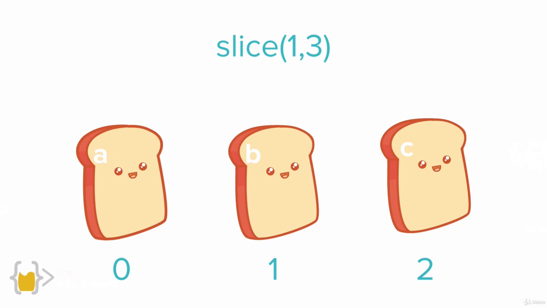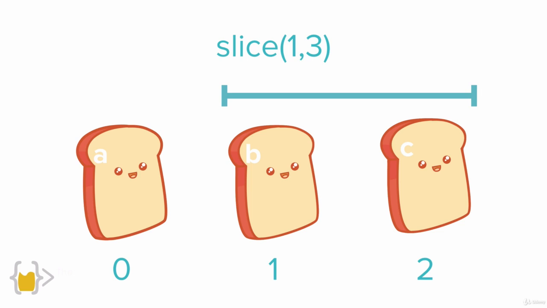Now, what about this case? What if we try to slice 1, 3? What is the outcome? Well, we start off at position 1. And we take the entire slice between position 1 and up to, but not including, position 3. Because you can see here we only have 3 items.